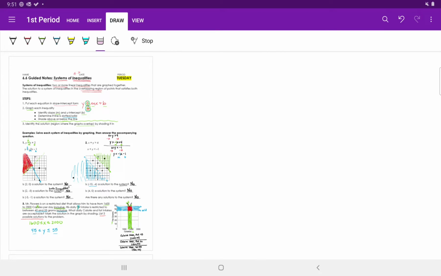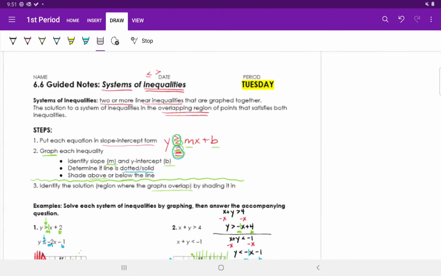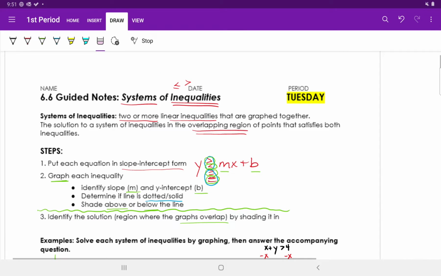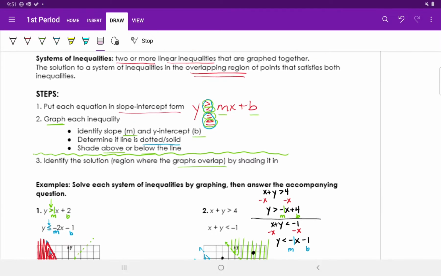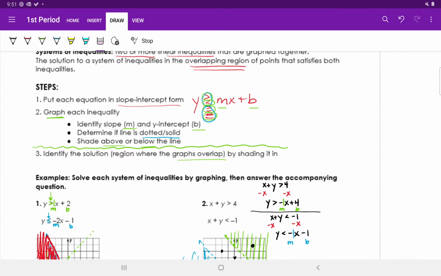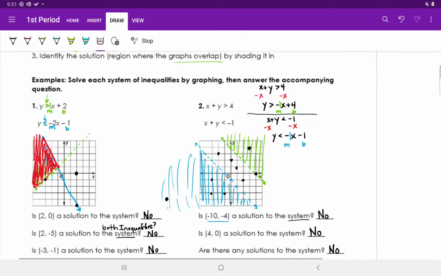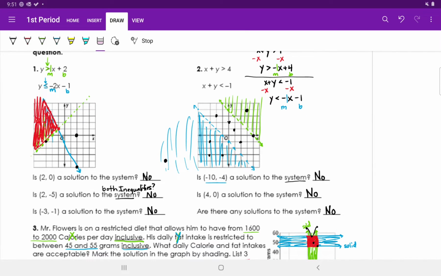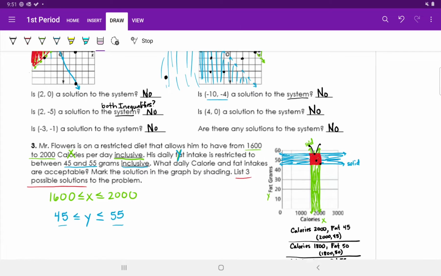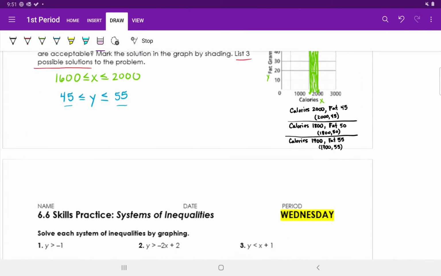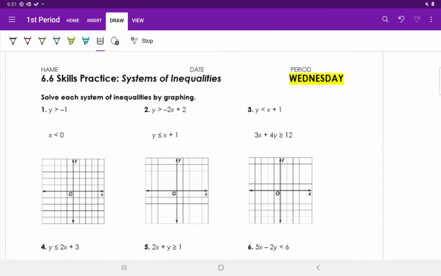This is the video for the 6.6 skills practice. So on your screen right now, you actually see the guided notes. This is what we did in our last class. Just to remind you, the unit we're on right now is about systems of inequalities. To be a solution to a system, points have to be a solution to both of the inequalities in the system. So in our skills practice today, we're going to be doing problems like that.